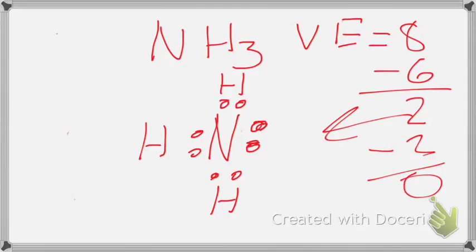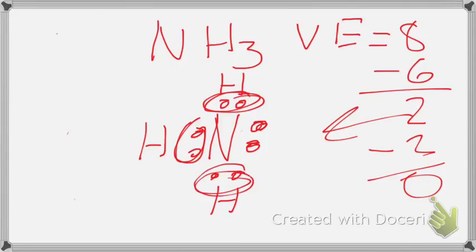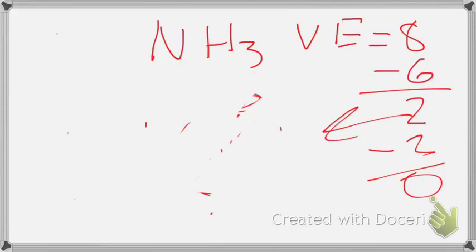Now, is everyone happy? The hydrogens are happy. This hydrogen has 2, and this hydrogen has 2. The nitrogen also has 2, 4, 6, and 8 around it. And so the nitrogen is also happy and has a full valence shell. All right? Let's do one more example here. Erase all of this. All right.